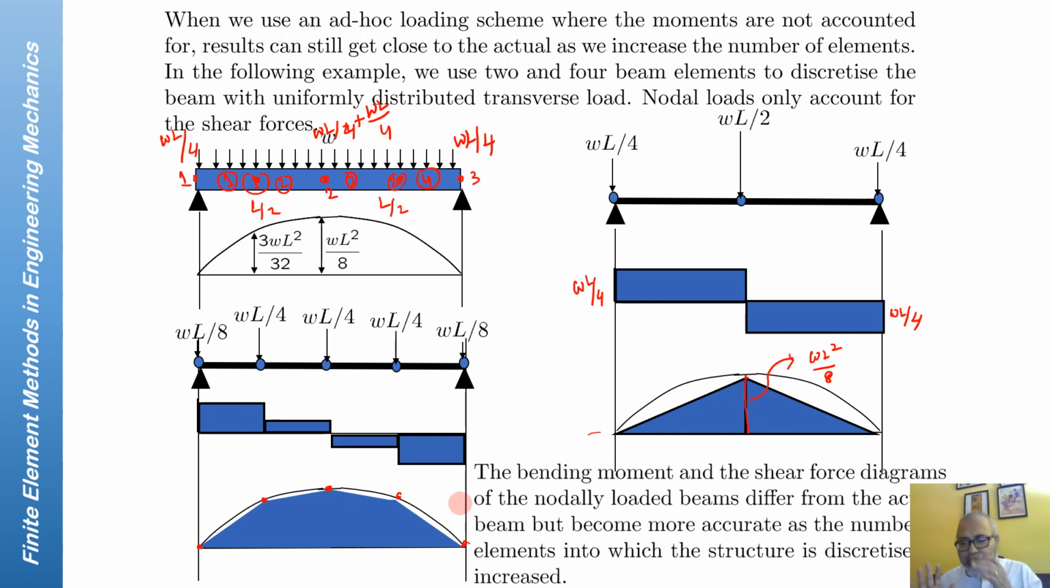So the point that I wanted to make is that ad hoc apportioning of loads may actually be a good policy when you are using many elements. You can still get close to the correct solution. Let's stop here for this week.